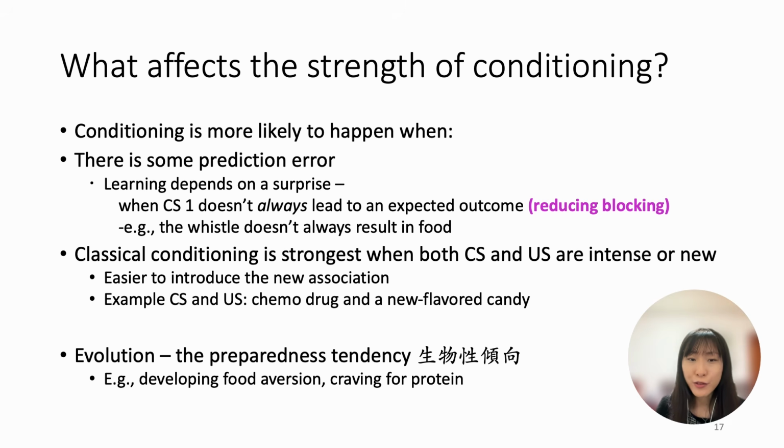And finally, evolution. Evolution can also influence the strength of conditioning, just like taste aversion. We are naturally inclined to associate an illness with a food, because if there is a particular food that makes us ill, associating the food with the illness will ensure that we avoid that food in the future and avoid getting sick in the future. This sorting tendency is set up by evolution, and we call it preparedness.